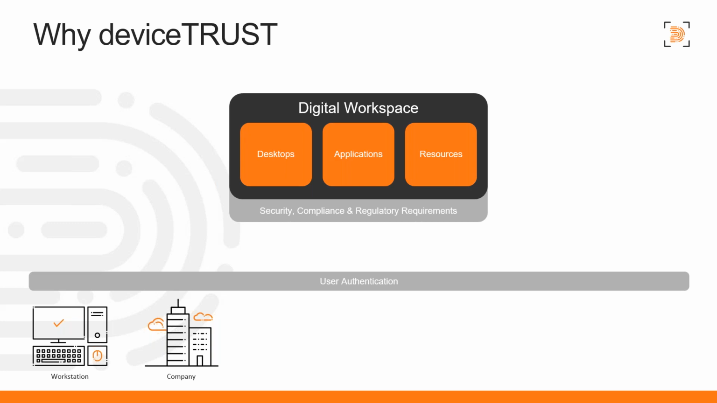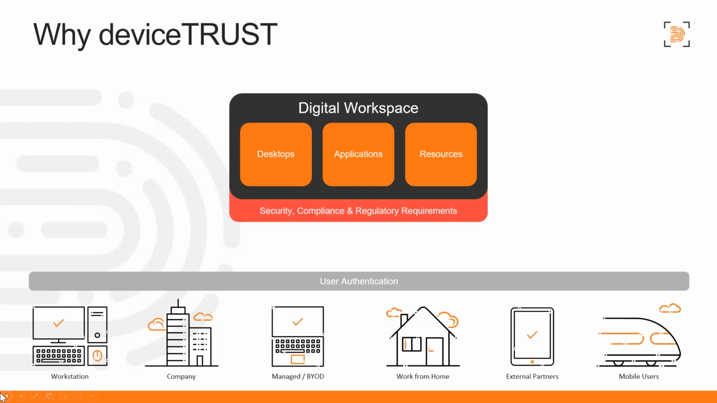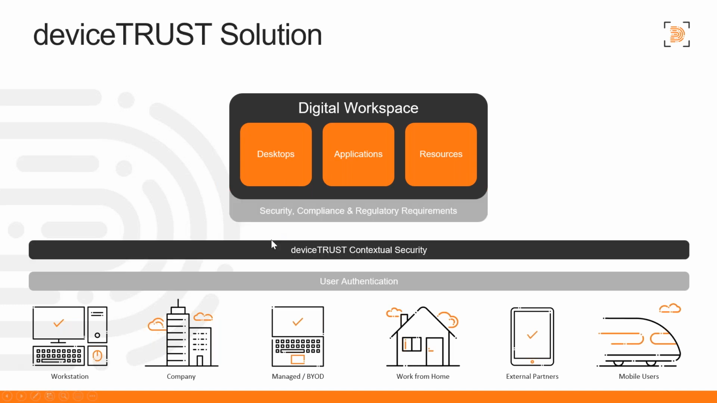Now, deviceTRUST takes the whole thing to another level, and this is nothing new. Many vendors do it. We do it a bit different, and we're going to see that in a bit. So what we do is we add a second layer to the whole game, which we call contextual security. What's the reason for this? Now, the reason for this is that the IT landscape changed. This is also nothing new. I'm not telling you anything new here.